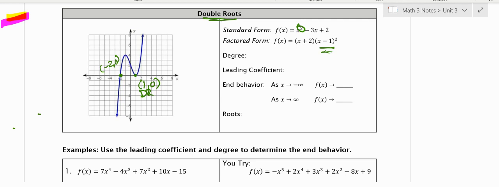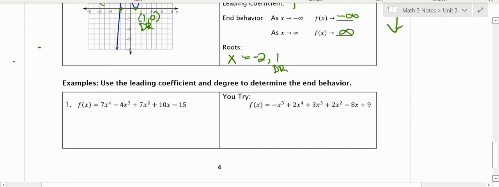So this is still a degree 3. Our leading coefficient's a 1. And so since it's an odd degree, it's going to have end behaviors in opposite directions. And our end behavior is going to do what it normally does. So the left tail is going down, the right tail is going up. And then our roots are simply just going to be -2 and 1, but 1 is a double root. So sometimes we indicate that with a dr.